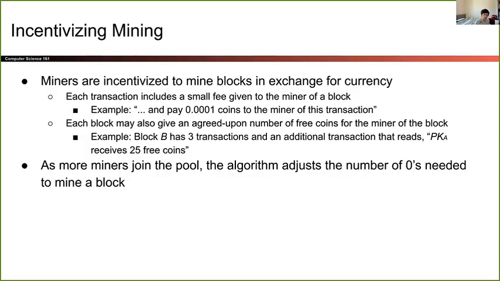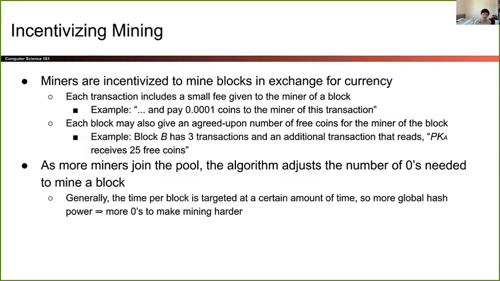As more miners join the pool, because we're giving these incentives, the algorithm has a baked-in mechanism that adjusts the number of zeros needed to mine a block. Because we want each block to take about the same amount of time, if there's more hash power, so more hashes per second happening all over the world, then we increase the number of zeros just to say, okay, we want to stay at, say, 10 minutes per block. Even if the hash power triples, we always want 10 minutes per block. So we add a couple more zeros for the required amount. And this is just baked into the algorithm. And because everyone's using the same algorithm, everyone will just implicitly know at the same time, oh, now we need more zeros.